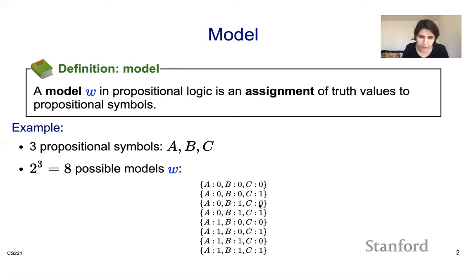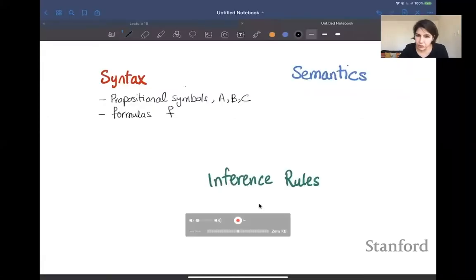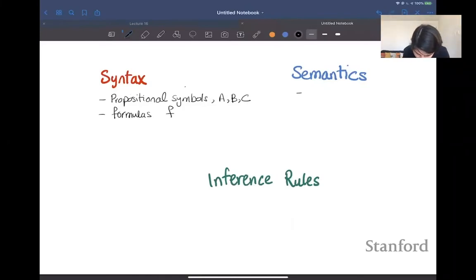Okay, so let me write that on our whiteboard here. So going back here, I'm going to start under semantics, and then we have the word model, and I'm going to use the word W for it.